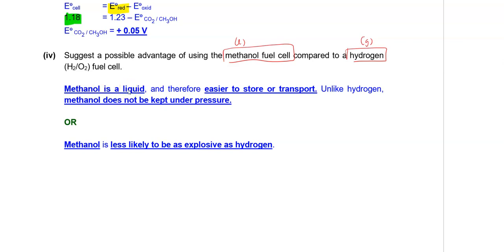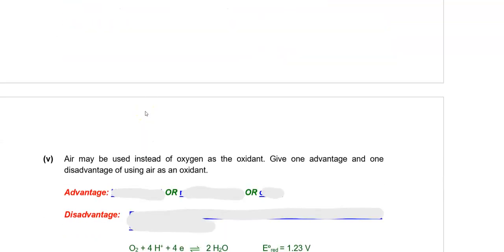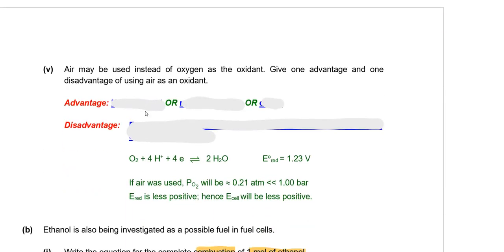If you need to copy the answers, please pause the video now. I'll move on to part 5. Now part 5, they say that air may be used instead of oxygen as an oxidant. Give one advantage and disadvantage of using air as an oxidant.